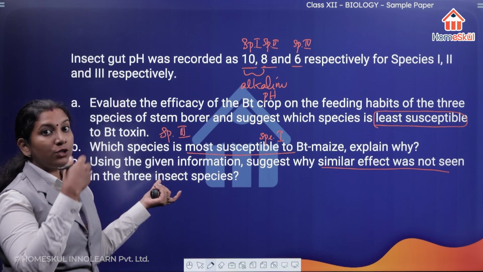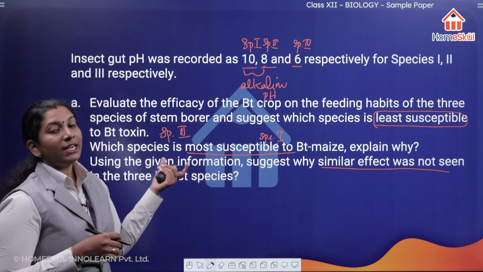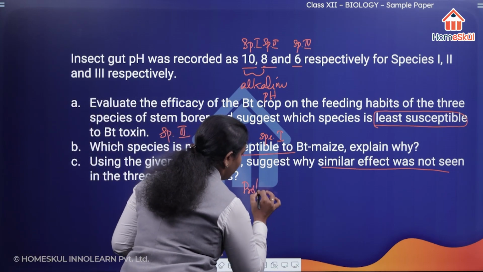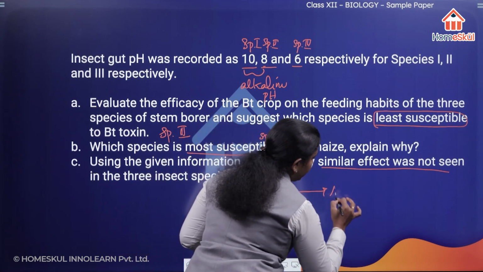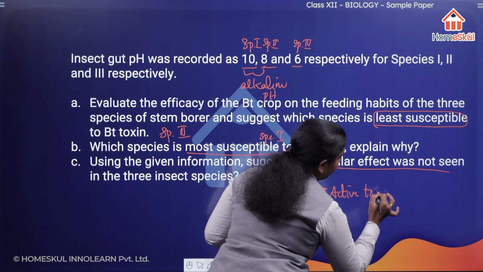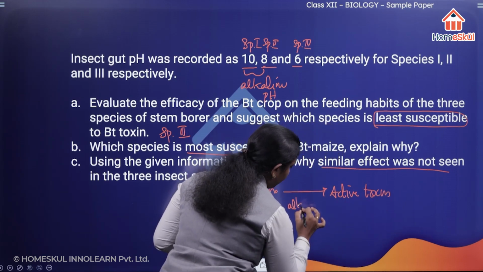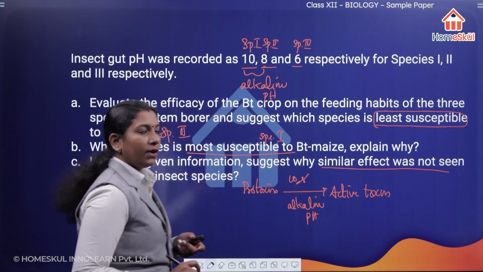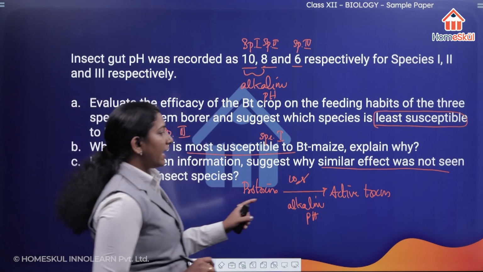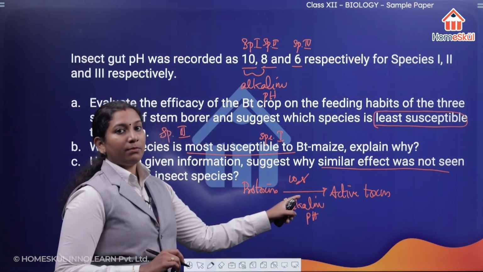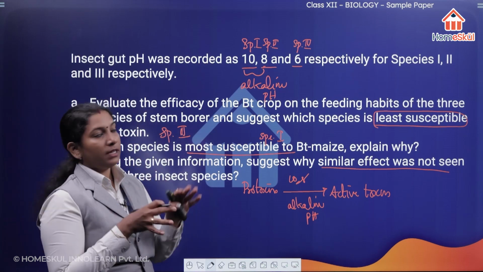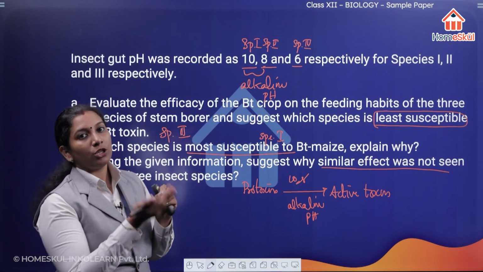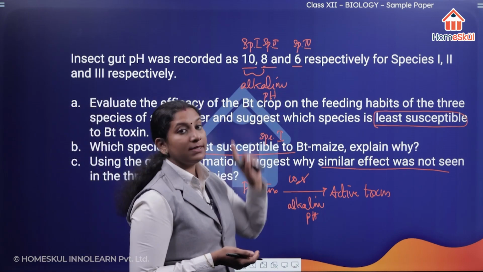The crystalline protein will get solubilized in this alkaline pH, so the toxin will get activated. That is, the BT protoxin will form active toxin in the alkaline pH, that is at pH 10 and 8, in species 1 and 2. So the active toxin will affect species 1 and 2. Their cells will swell, lysis of the cell will happen, and eventually death of that species will happen. But in the case of species 3, what will happen?